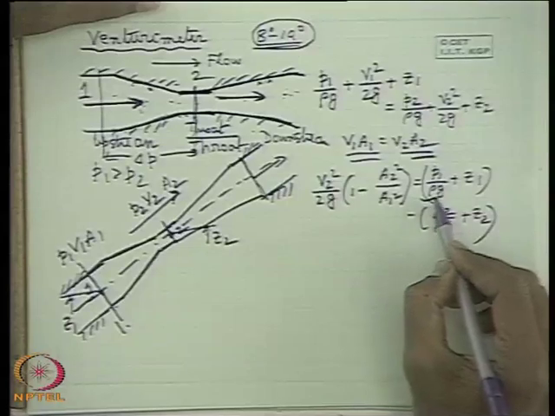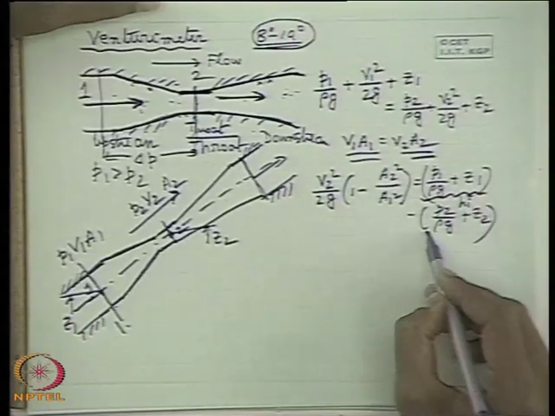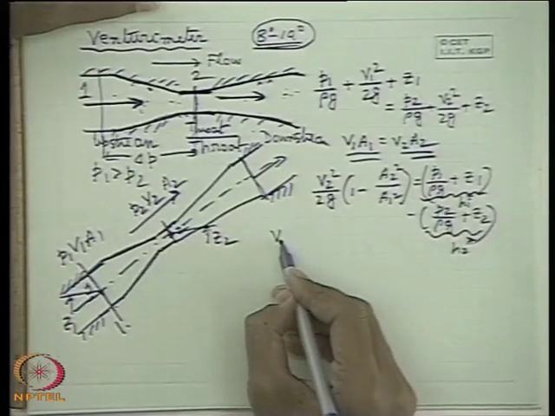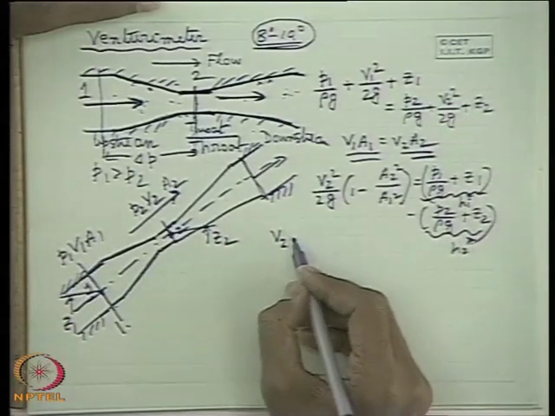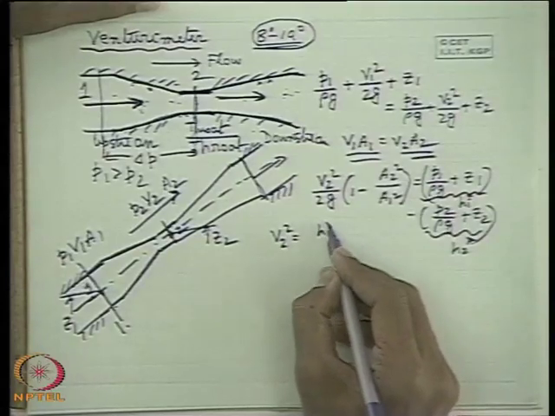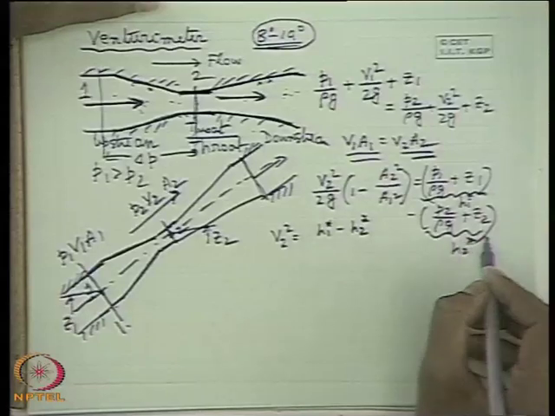Let us define P1 by rho g plus Z1 as H1 star, and this is defined as H2 star. So we can write V2 square as proportional to H1 star minus H2 star. This is H1 star, this is H2 star.